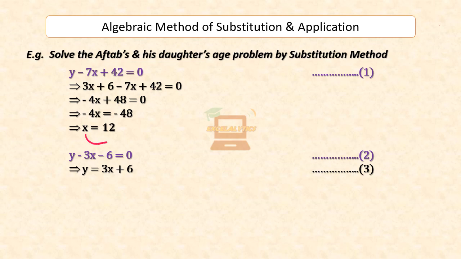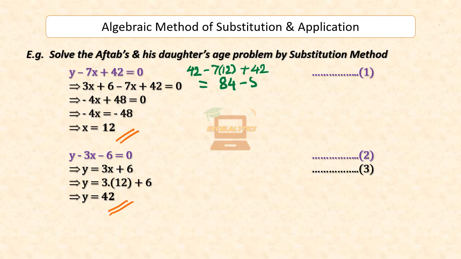Again, substituting this value of x in equation 3, we get y is equal to 3 times 12 plus 6, which is 42. Hence the solution obtained is Aftab's age is 42 years while his daughter's age is 12 years. The solution also satisfies the given pair of equations.